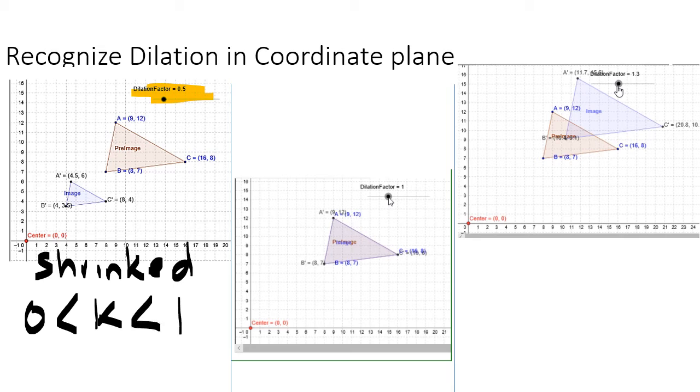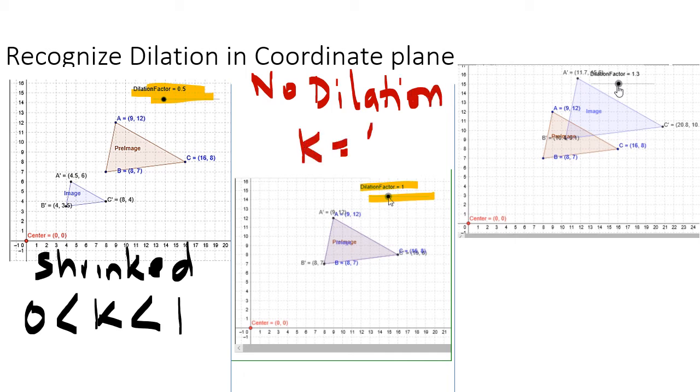In the second one, if you have noticed, the scale factor is equal to 1. The pre-image and the image are overlapping. They have the exact same size and shape. So here I have no dilation at all, and K is equal to 1. When K is equal to 1, the image is the same as the pre-image.